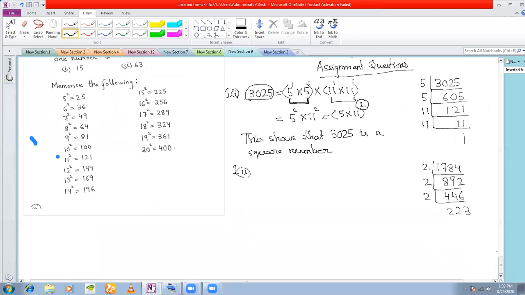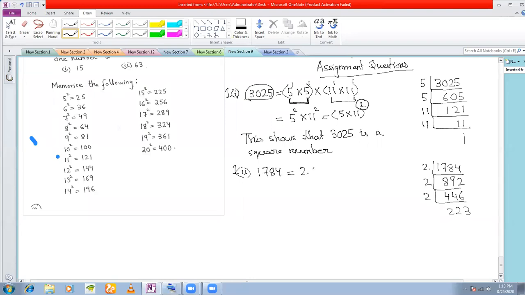Okay, so this one is 223. Is 223 divisible by 3? No, it is not divisible by 3. Okay. Is 223 divisible by any other number? By 7? No. By 8? No. By 9? No.